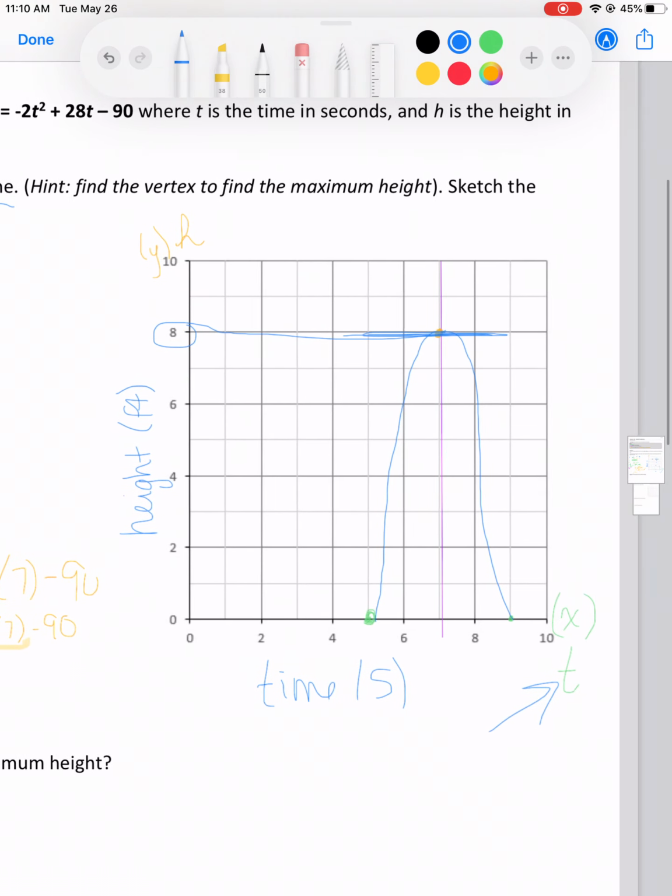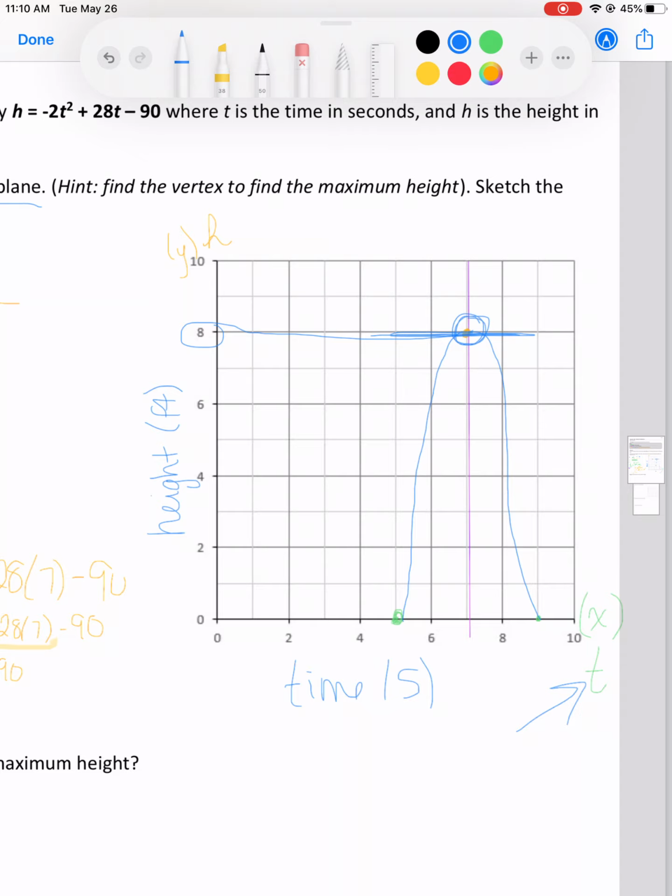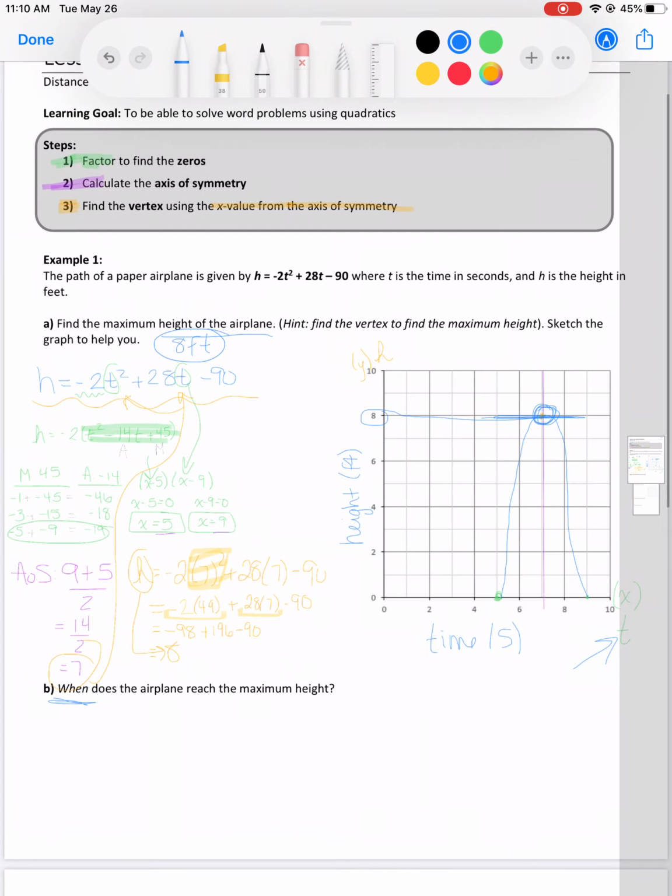So, we're going to go over here. I'm at the maximum height. When? When is a value of time? So I want to know at what time, at how many seconds it reaches that height. It's 7 seconds. That's all you have to do.